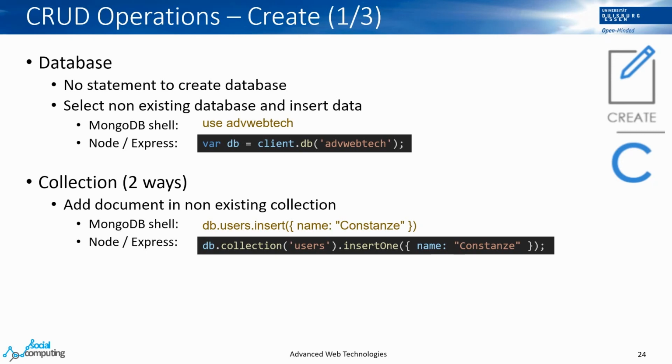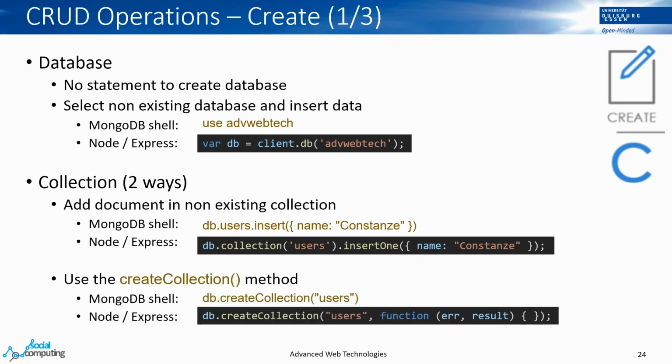For example, we have a database. We already did that. We open the database using this command, and then what we are going to do is db.collection users, and then insertOne. In that we are going to insert a document, using the same information, name Constance. What it will do is create a collection, because we tried to create a new document in a non-existing collection.